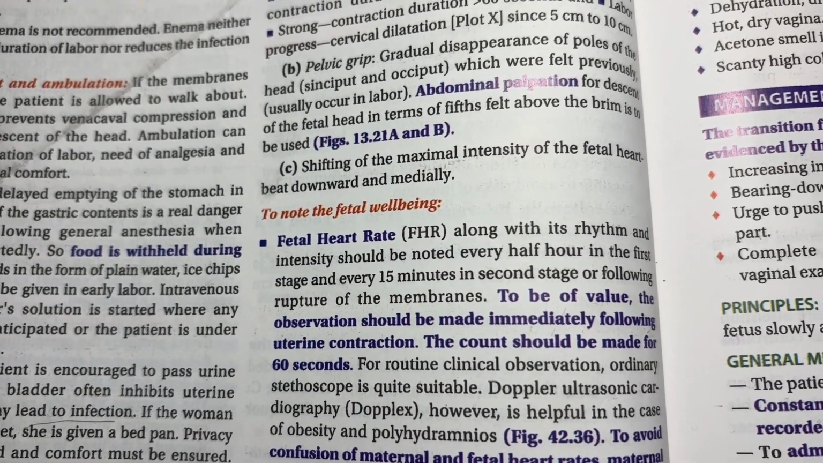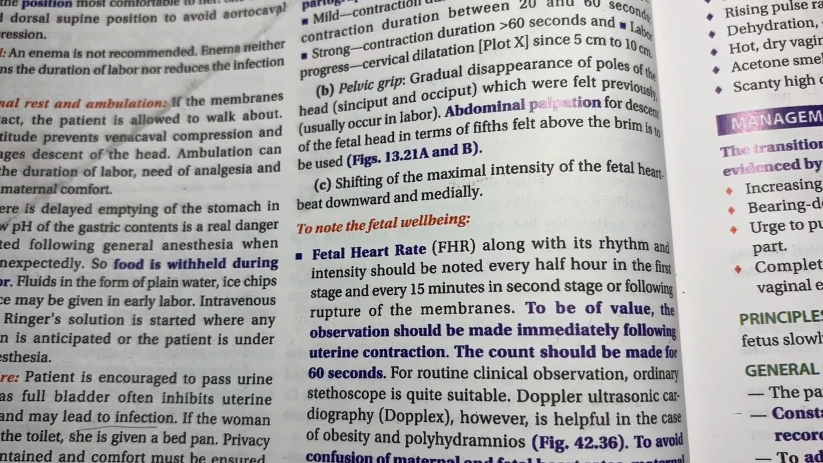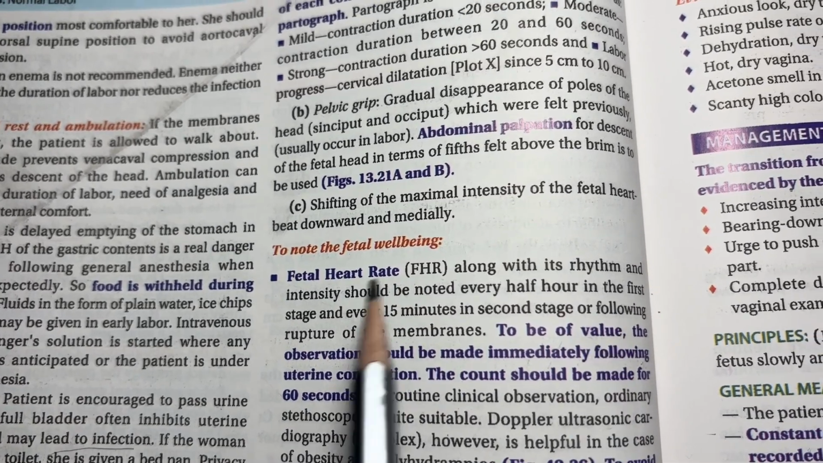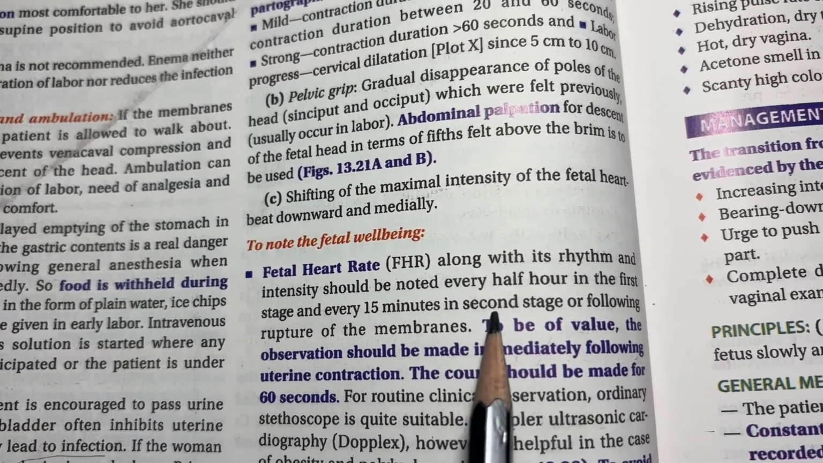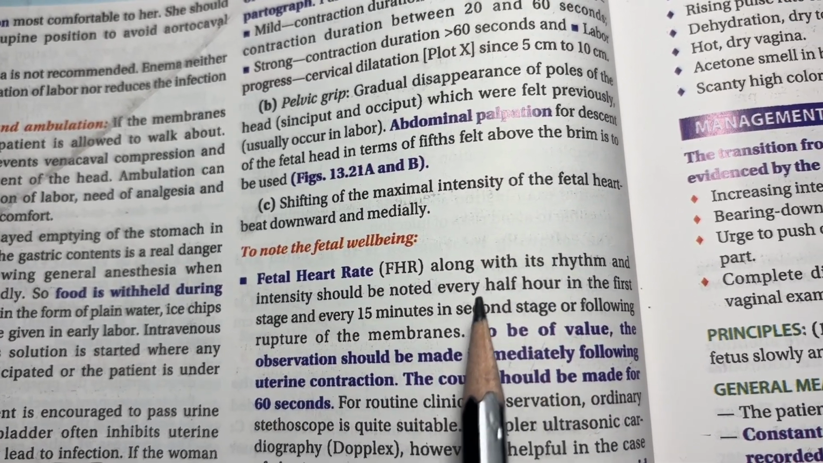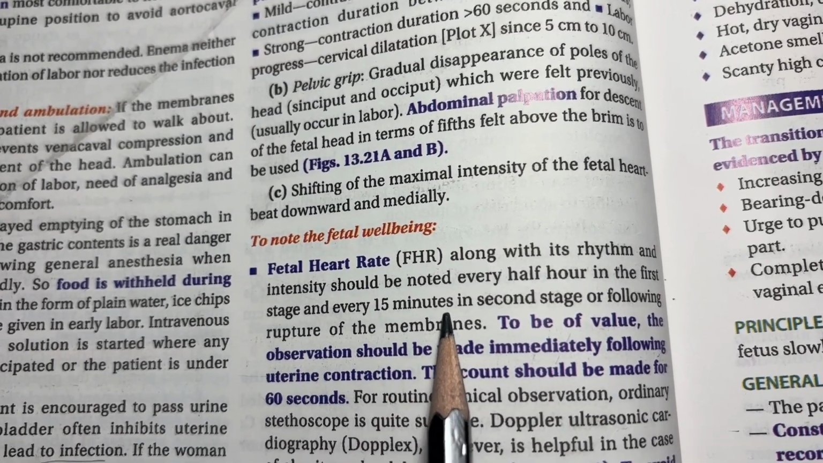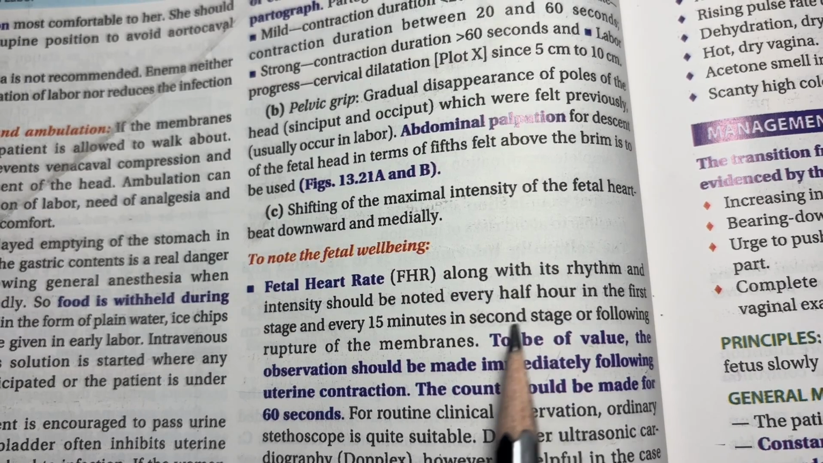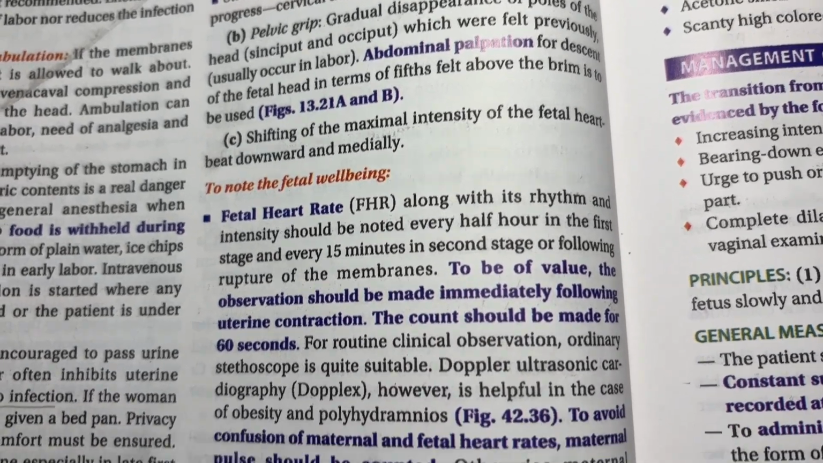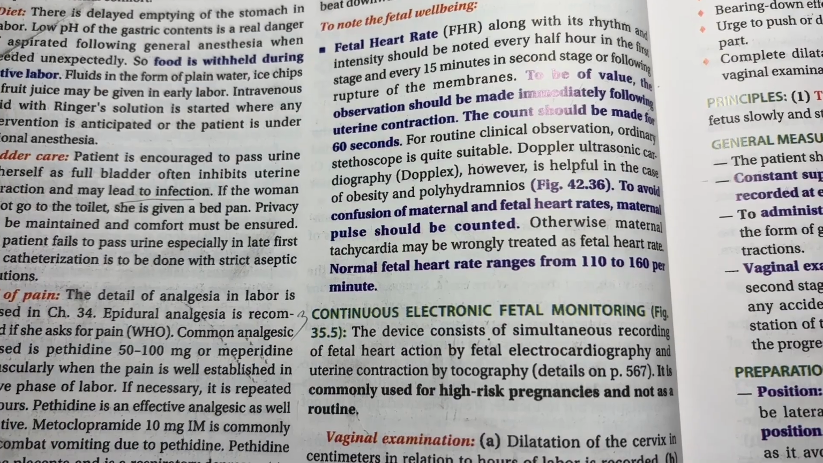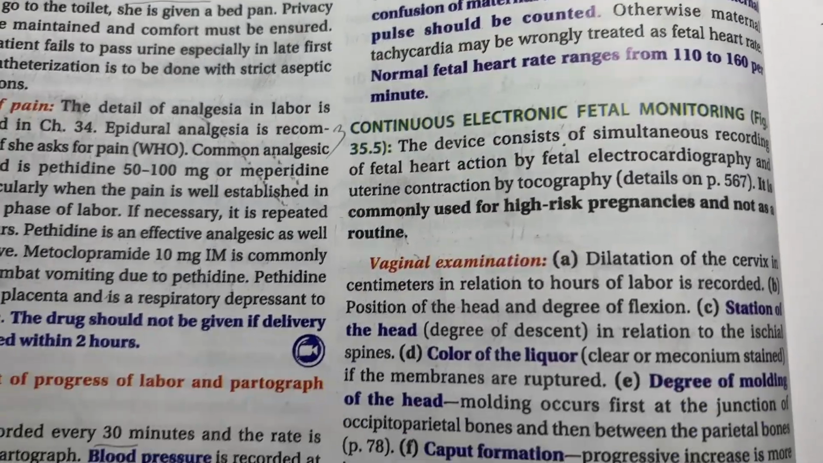Fetal heart rate, along with its rhythm and intensity, should be noted every half hour in the first stage and every 15 minutes in the second stage, for flowing rupture of membranes. And then continuous electronic fetal monitoring, and then vaginal examination.